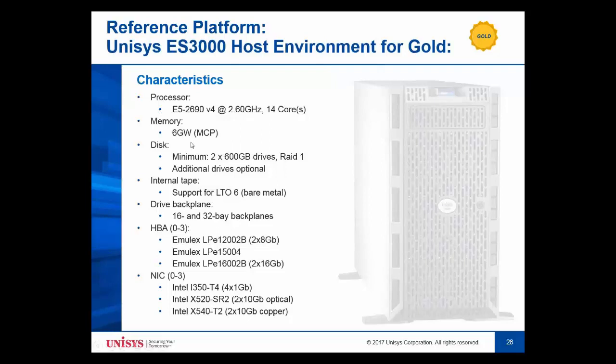Memory is up to 6 gigawords for MCP, with 2 disk drives, 600 gigabyte drives running at RAID 1. Then if you look down here, the supported HBAs are the Emulex ones listed here, and the supported Intel NICs are down here at the bottom of the screen.